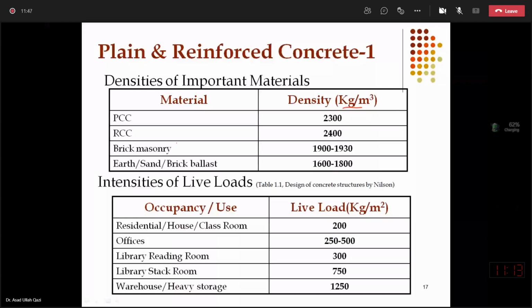If brick masonry is present, stacking of bricks, the density proposed is 1930 kg per meter cube. While if sand or brick ballast or earth is present, then the good suggestion is around 1800 kg per meter cube.